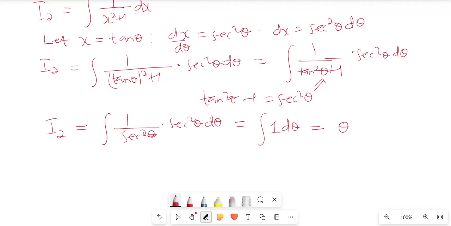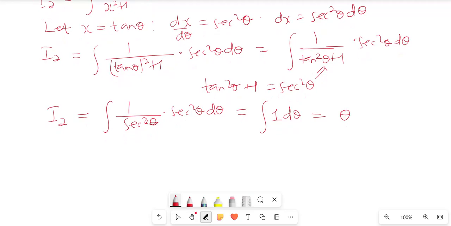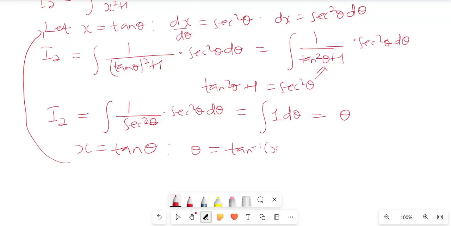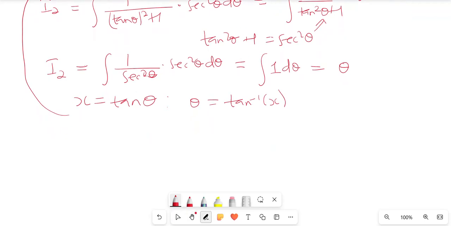But we have to go back into the x world because our original integral is in terms of x. We knew that x was equal to tan theta. In that case, we can find theta in terms of x to be the arctan of x. So our integral I2 is equal to the arctan of x.